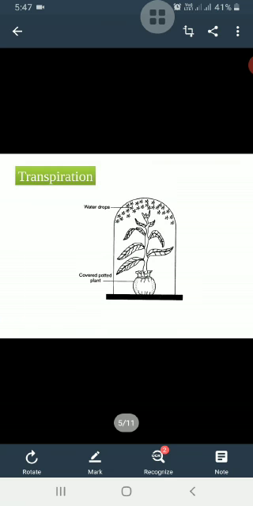The food prepared by the leaves is transported to all parts of the plant in the form of a solution through a process that is known as translocation. Translocation takes place through the phloem tissue, while water can move through the xylem only in the upward direction. Food can move through the phloem in the upward as well as in the downward direction.